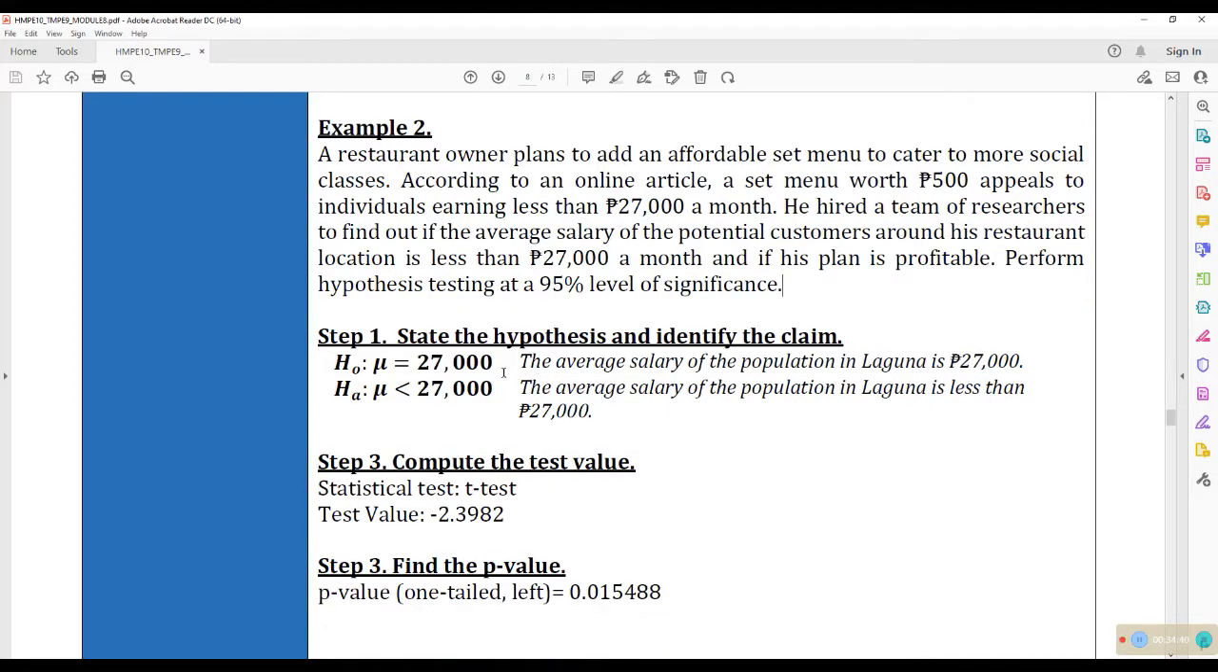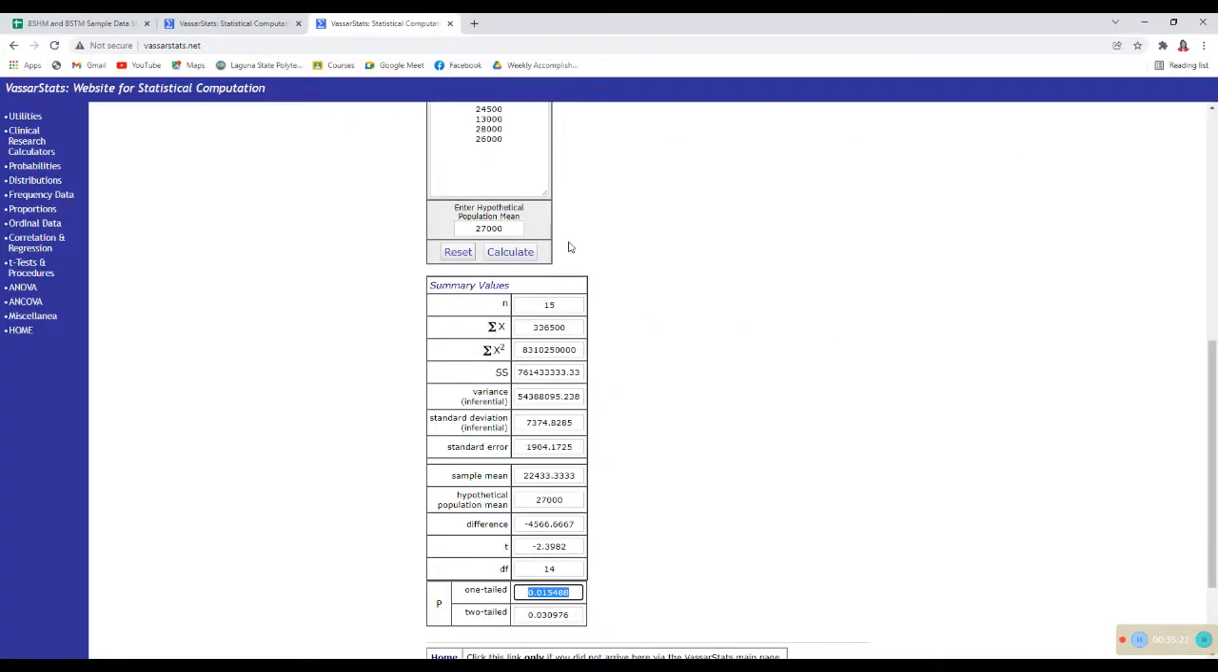So here, we have to state the null hypothesis and identify the claim ulit. The average salary of the population in Laguna is 20,000. So, hindi nagbabago ang null hypothesis natin. But when it comes to the alternative hypothesis, instead of using not equal, we are now going to use the less than symbol, since meron tayong ditong problem na is less than. The average salary of the population in Laguna is less than 20,000 pesos. Now, gawin ulit natin siya step by step kahit na medyo nakakaumay.